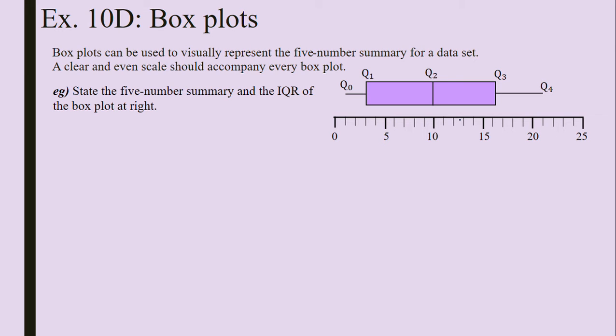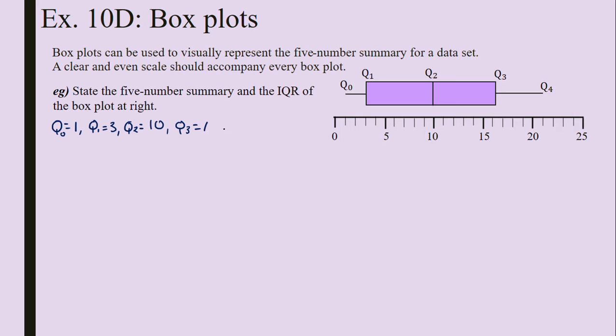So on that note, we're now going to state the 5-number summary of the box plot and then calculate the interquartile range. So Q0 has been labelled for us, the minimum, at 1. Q1, the median of our lower half of the data, is here at 3. Q2, our median, is at 10. Q3, our median of the upper half of the data is at 16.